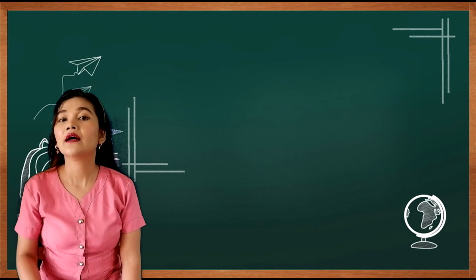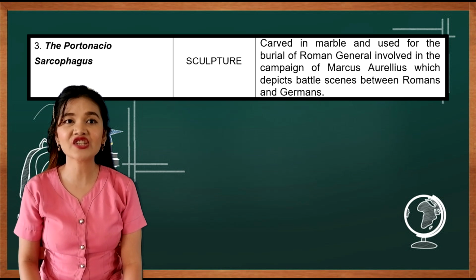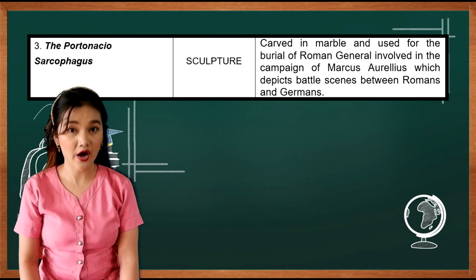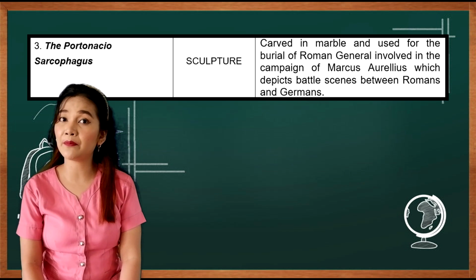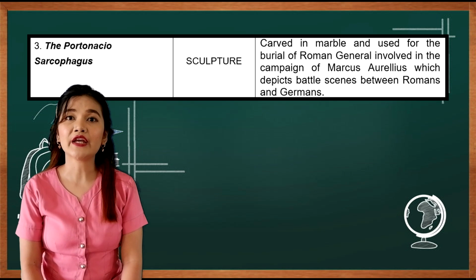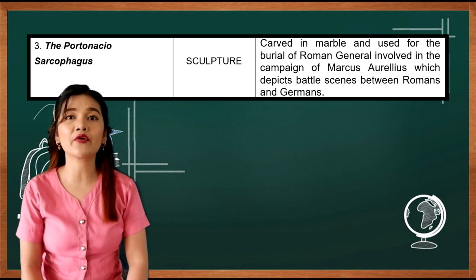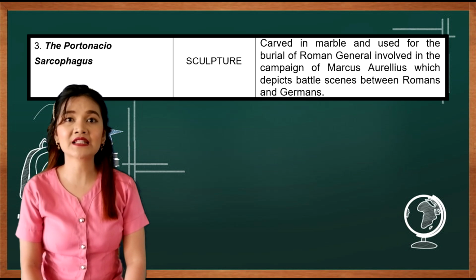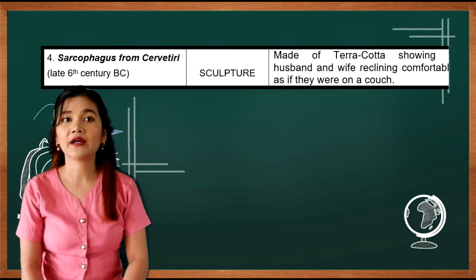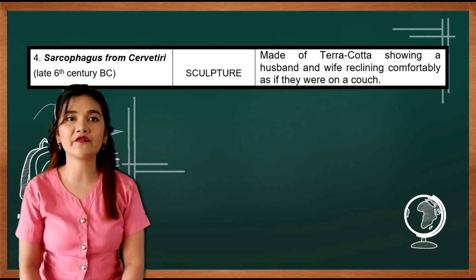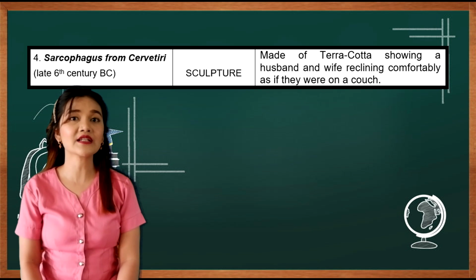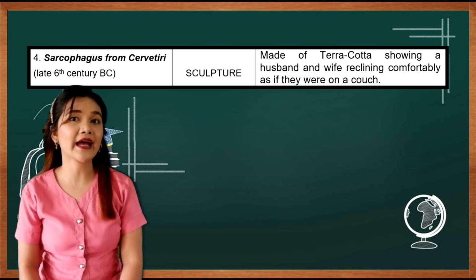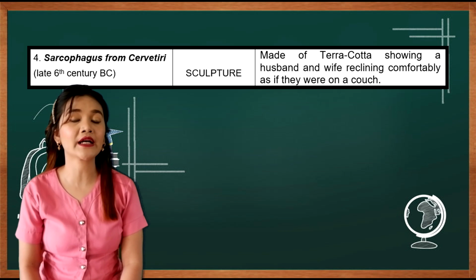mystery cult. Number 3. The Pertinacious sarcophagus. Art form, sculpture. Carved in marble and used for the burial of a Roman general involved in the campaign of Marcus Aurelius, which depicts battle scenes between Romans and Germans. Number 4. Sarcophagus from Serviteri. Art form, sculpture. Made of terracotta showing a husband and wife reclining comfortably as if they were on a couch.